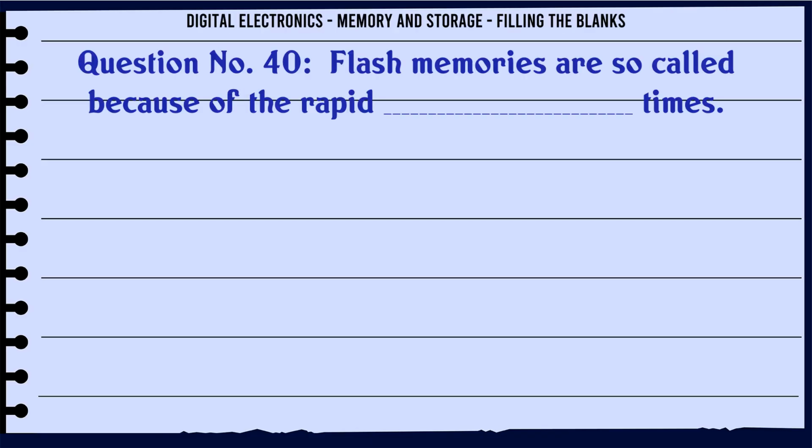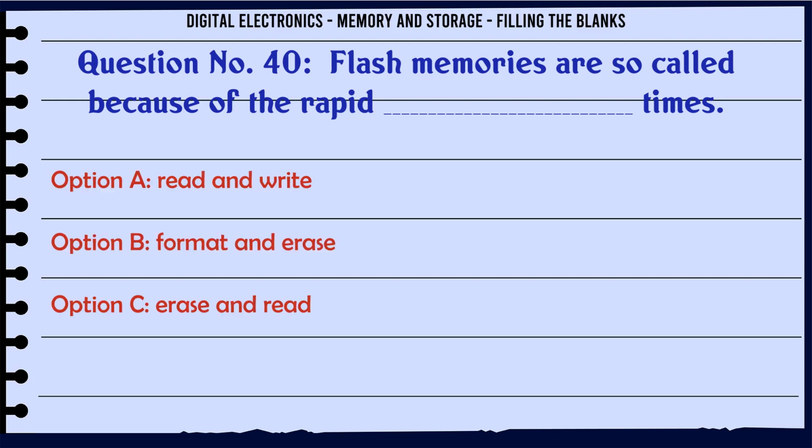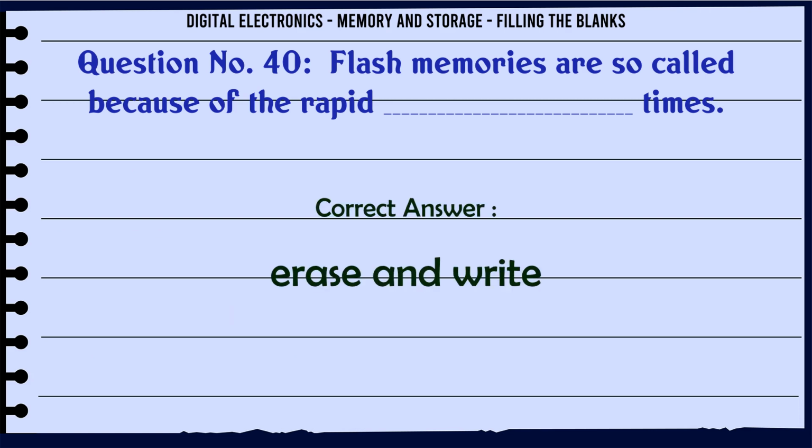Flash memories are so called because of the rapid blank times. A. Read and write. B. Format and erase. C. Erase and read. D. Erase and write. The correct answer is erase and write.